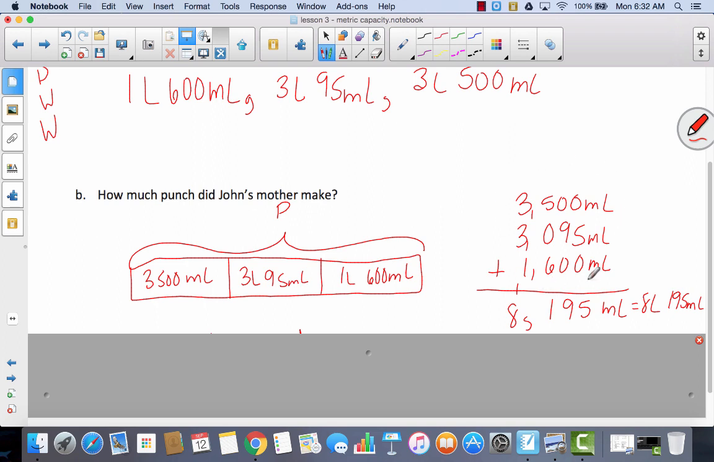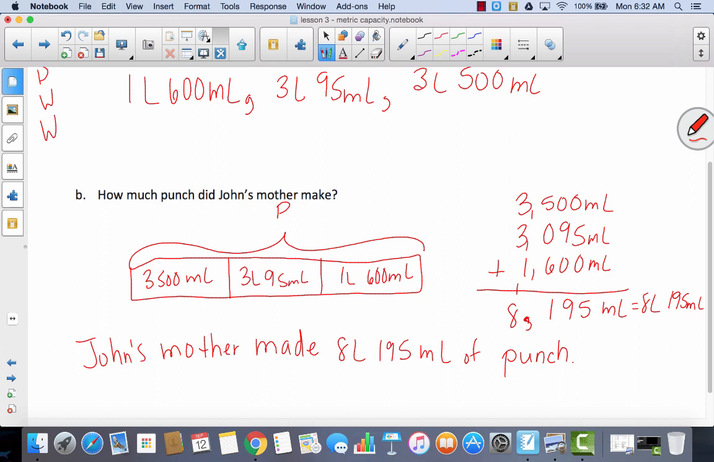Okay, so over here you can see this is my addition sentence, and I went ahead and converted everything to milliliters and added it together. I got a sum of 8,195 milliliters, which is equal to 8 liters, 195 milliliters, and then I went ahead and wrote my answer as a statement. How much punch did John's mother make? John's mother made 8 liters, 195 milliliters of punch.